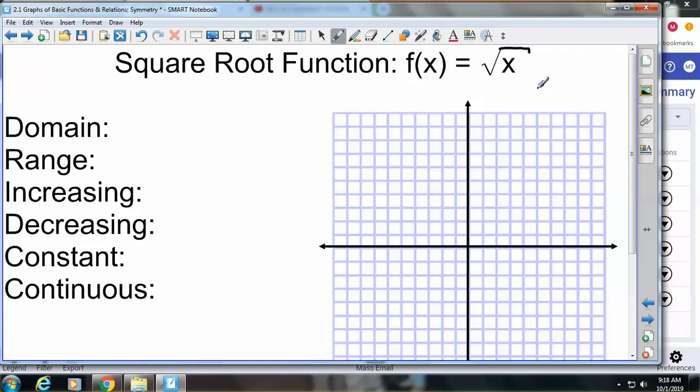So if I start with 0, square root of 0 would be 0. Square root of 1 is 1. Would the square root of 2 be nice? So what would be another nice one? 4. Square root of 4 would be 2. One more nice one? 9. Square root of 9 would be 3. And we said we can't do the negatives. So this graph only extends in one direction.